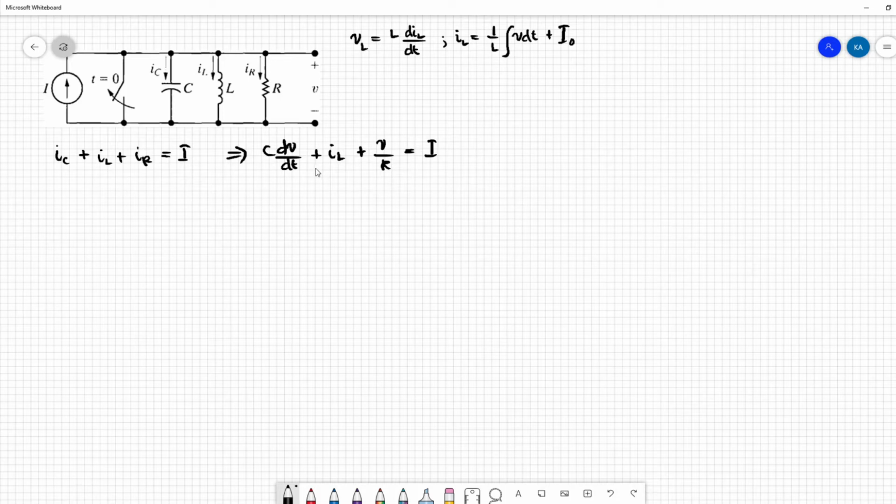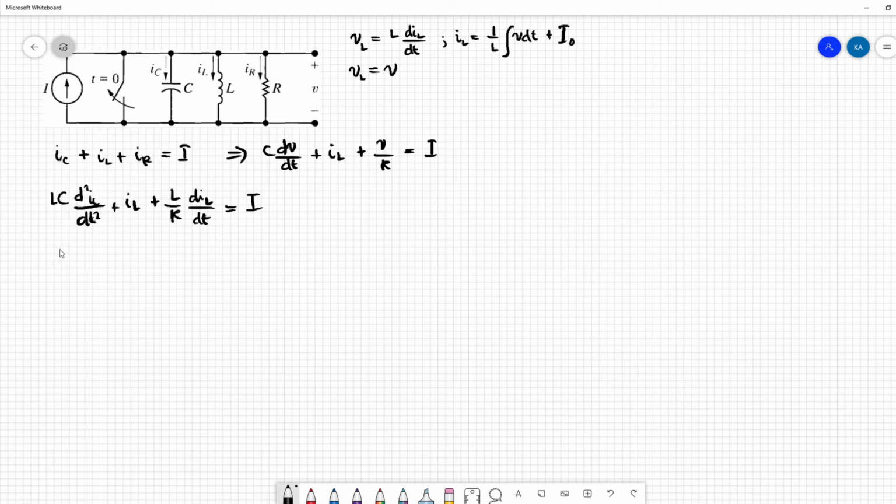Expressing the equation in terms of IL, we have to remember that VL is just equivalent to V because all components are in parallel. So expressing in terms of IL, we have LC times the second derivative of IL, plus IL, plus L over R times dIL over dt, equal to I.